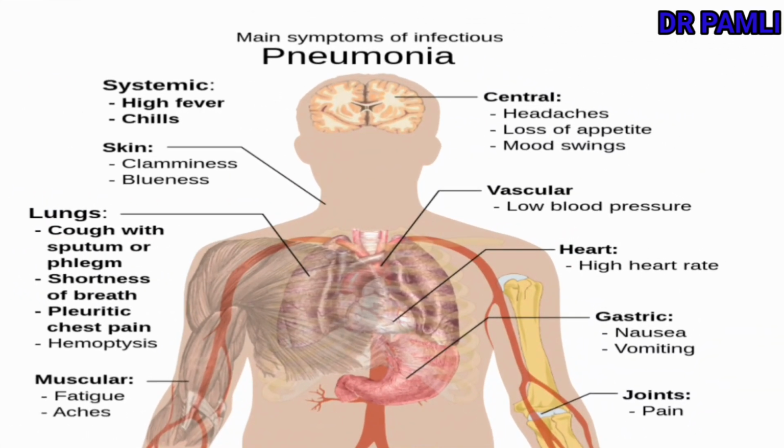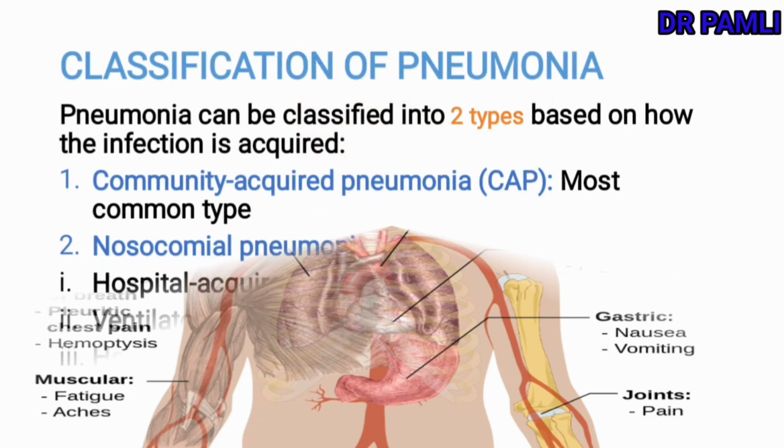Now, this is how the patient will present. Systemically, there will be high fever and chills. There's some clamminess and blueness of the skin. On the lung part, there can be cough with sputum or phlegm, shortness of breath, chest pain, or hemoptysis. In the muscular system, the patient might be fatigued and have aches. In the central nervous system, there might be headache, loss of appetite, sometimes mood swings, low blood pressure in the cardiovascular system, and even high heart rate. There might be some nausea and vomiting, and even joint pains.